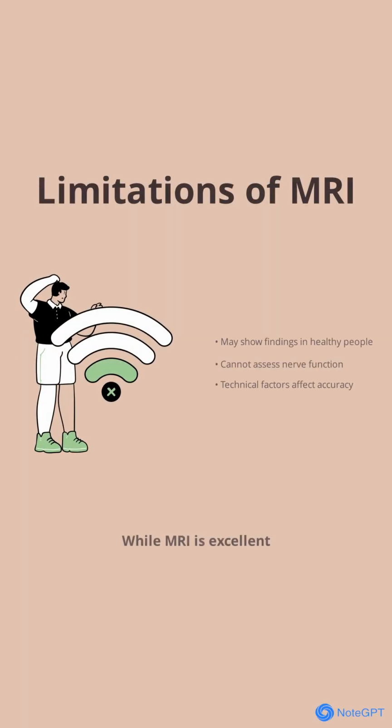While MRI is excellent for visualizing anatomical structures, it has limitations. Abnormal findings are common even in people without symptoms, which can lead to confusion. MRI cannot assess nerve function, so it may miss cases where the nerve is affected but not visibly compressed. Additionally, technical factors like slice thickness and image quality can affect the accuracy of MRI interpretations. These limitations highlight the need for complementary diagnostic tools like EMG.